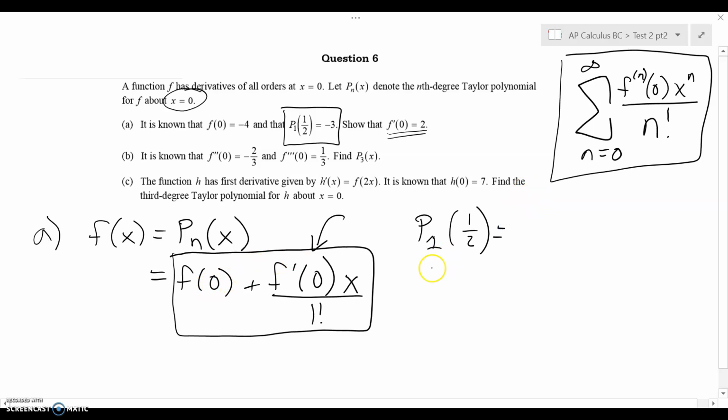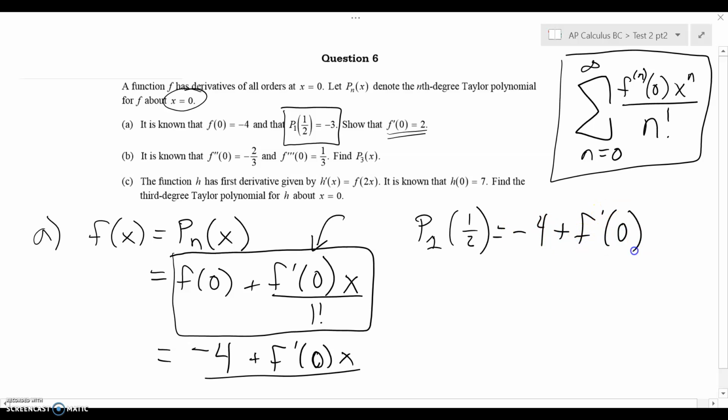Well, f of 0, let's see, we know that, what is f of 0? That one they said is -4. And then f prime of 0, we don't know. That's what we're looking for. So we're looking to show that one. And then x, and I'm not even going to write the 1 factorial under there. So this is actually the thing I'm operating on. So that's -4 plus f prime of 0, which I don't know, times, and again, I'm putting in a half for x. So that's the only place that needs to show up. And then this whole thing they're saying is equal to -3. So that's what p of 1 of a half equals.